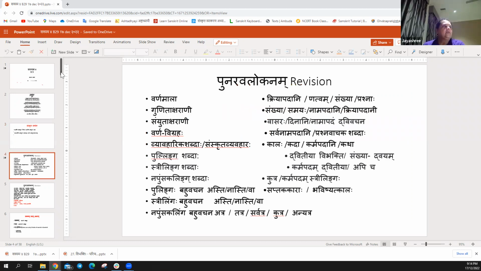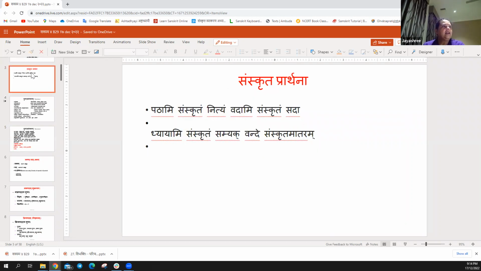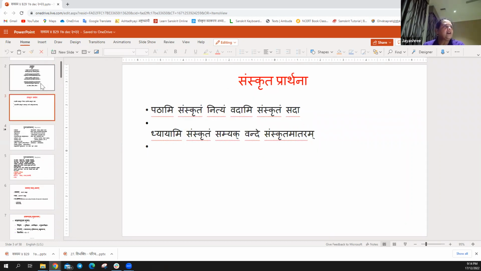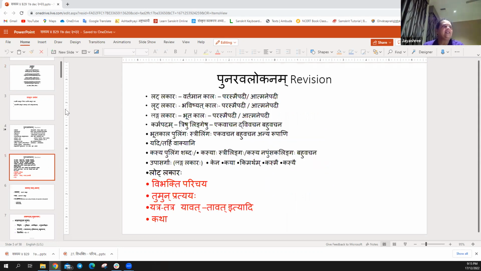Okay, so we'll go through. Okay, here, I just wanted to ask. Saraswati Namastubhyam, Siddhir Bhavatu. What lakara is this? Just a revision. Lot lakara. Yeah, Lot lakara. This is a prarthana, right? Lot lakara. Okay. I just saw that and I thought I'll ask you.